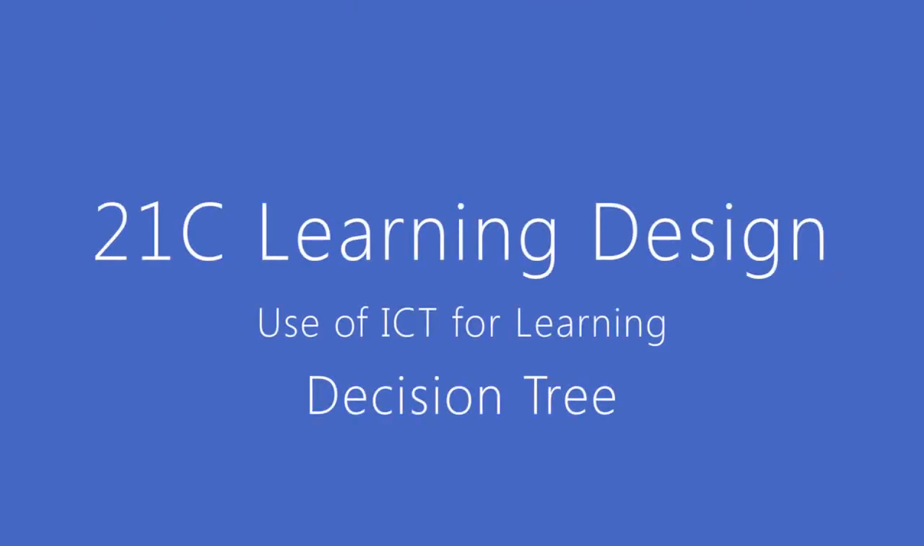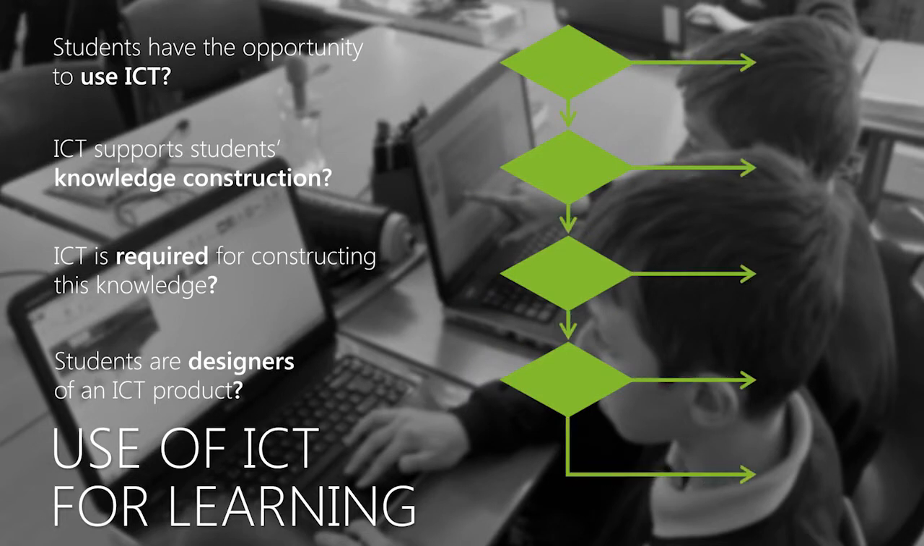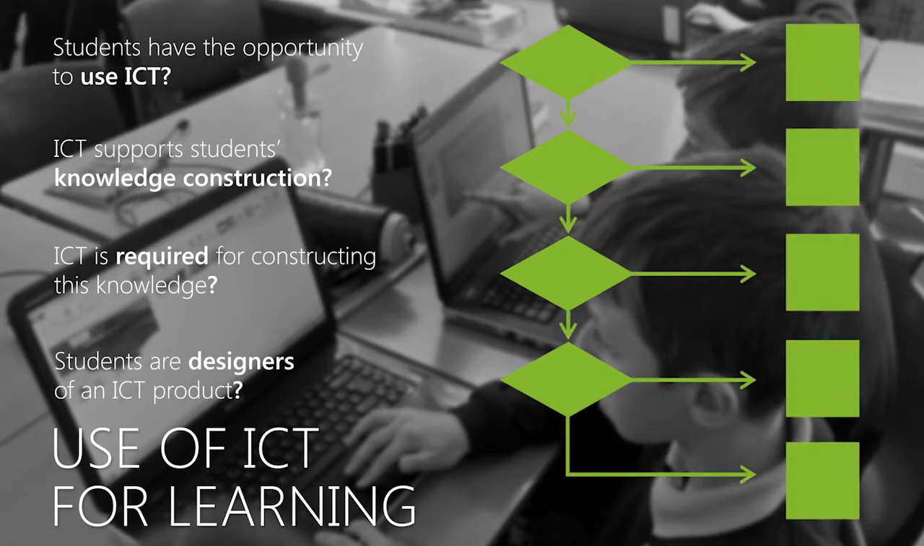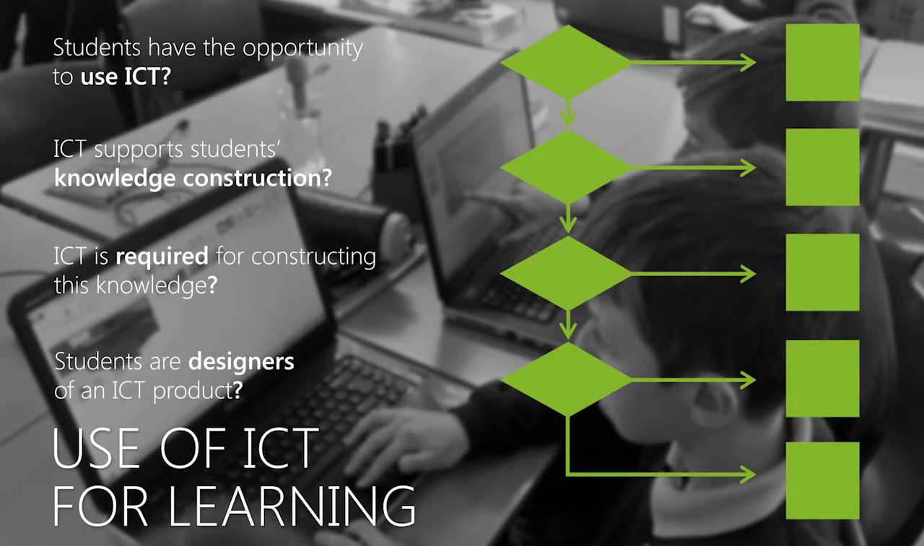We can capture the big ideas of ICT for learning by using a decision tree. A decision tree is a visual way of representing the big ideas in ICT for learning. It is designed as a number of questions. As you can see, there are 4 questions in the use of ICT for learning decision tree.